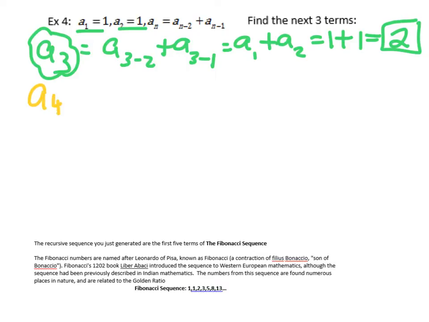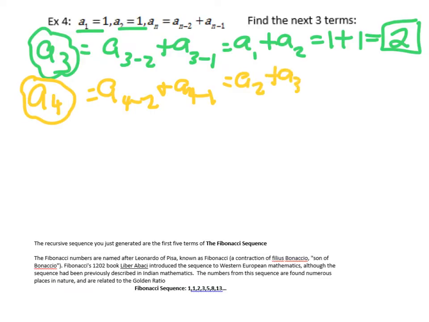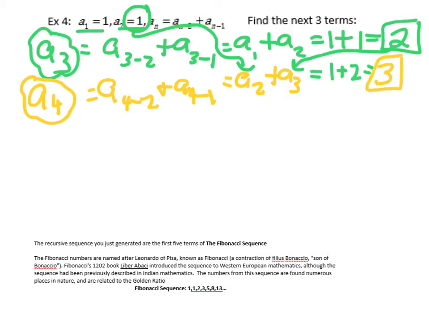My a sub 4, we're going to do the same thing. Just plug in 4 into this n, 4 and 4. So a sub 4 minus 2 plus a sub 4 minus 1. Well, 4 minus 2 is 2. 4 minus 1 is 3. So this is saying put in my second term, which is 1, and then my third term, which is 2. So it's going to give me 3.